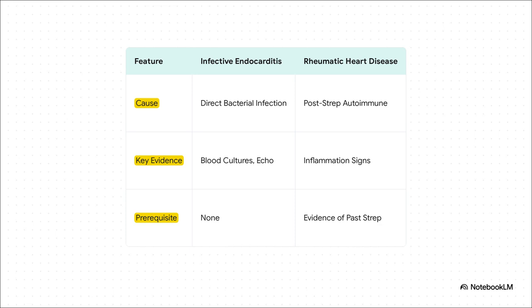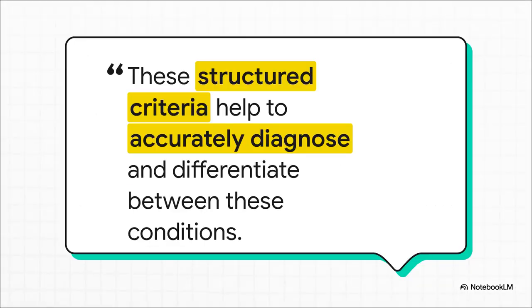The key evidence for one is finding the actual bacteria or seeing the damage on a scan. For the other, it's all about finding signs of inflammation. And, most importantly, endocarditis has no prerequisite, but rheumatic heart disease absolutely requires that proof of a past strep infection. See? Totally different. And that really is the whole point. This isn't just some academic exercise. The source material says it perfectly. These structured criteria help to accurately diagnose and differentiate between these conditions.